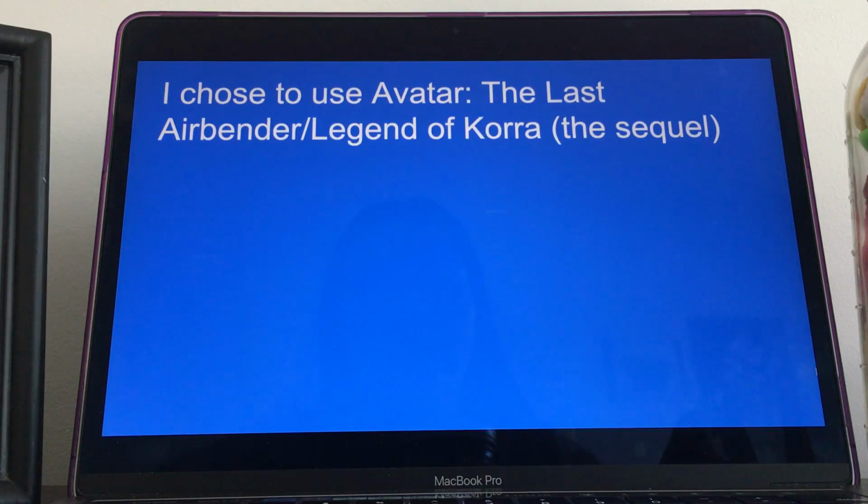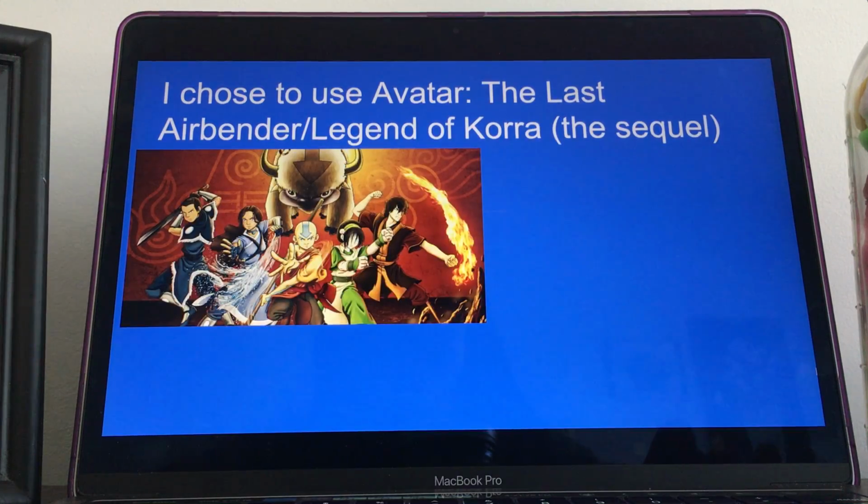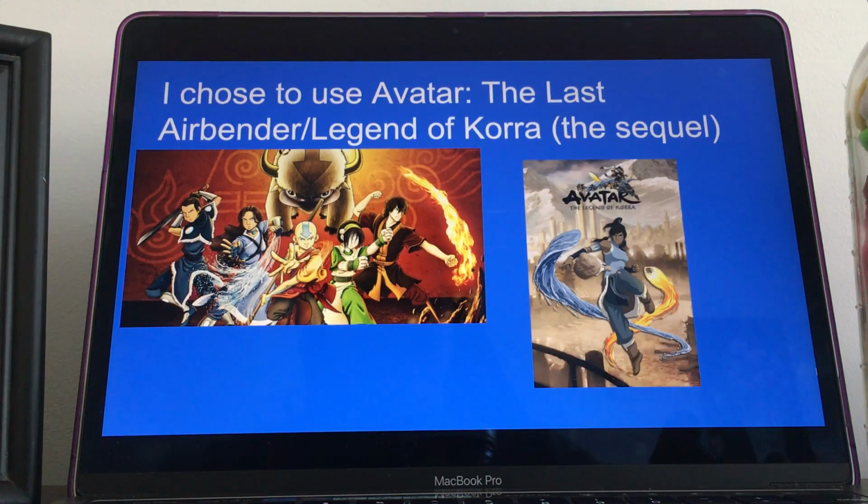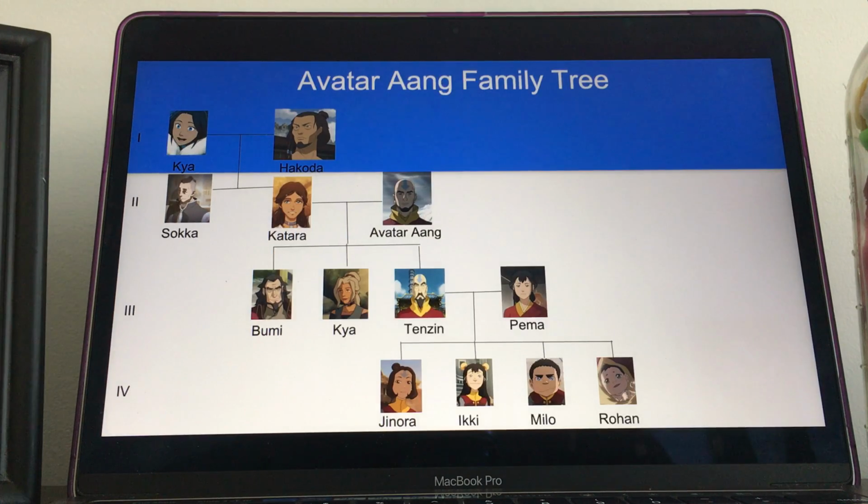So I chose Avatar: The Last Airbender and Legend of Korra, which is the sequel to Avatar: The Last Airbender. These are the main characters from both shows, so let's just jump right in. So we have the family tree. We have Kya and Hakoda, who are parents to Sokka and Katara.